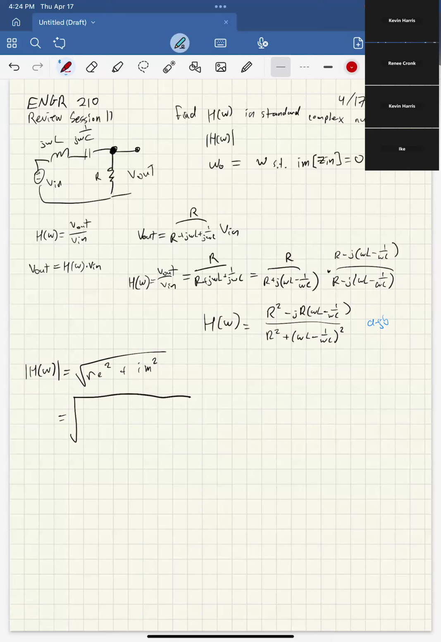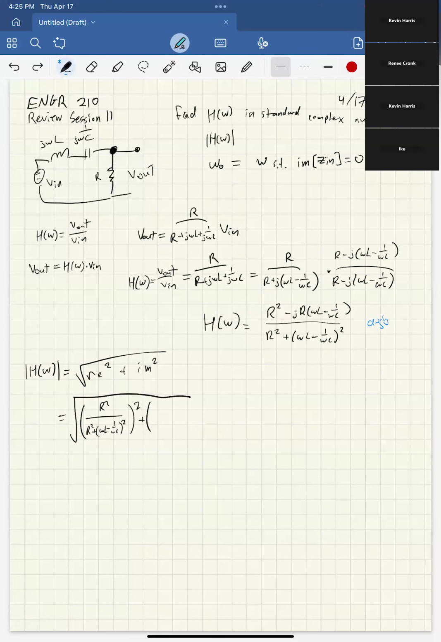So the real component is going to be this, R over all that stuff. And the imaginary component is this. Hopefully that's pretty clear. And keep in mind, it's all squared. So we have R squared over R squared plus omega L minus 1 over omega C squared, plus, and we can basically drop the minus because it's getting squared.